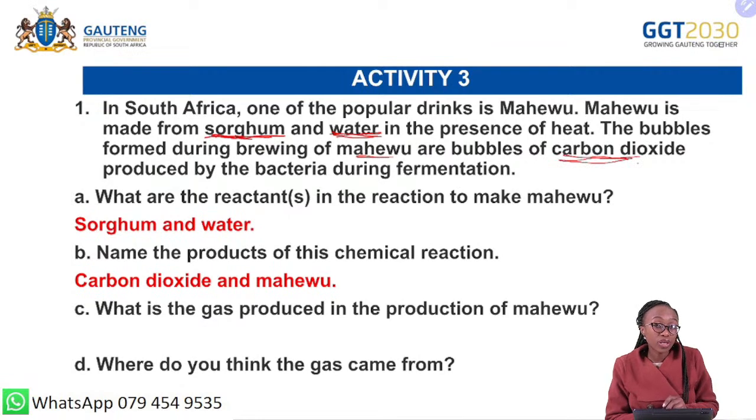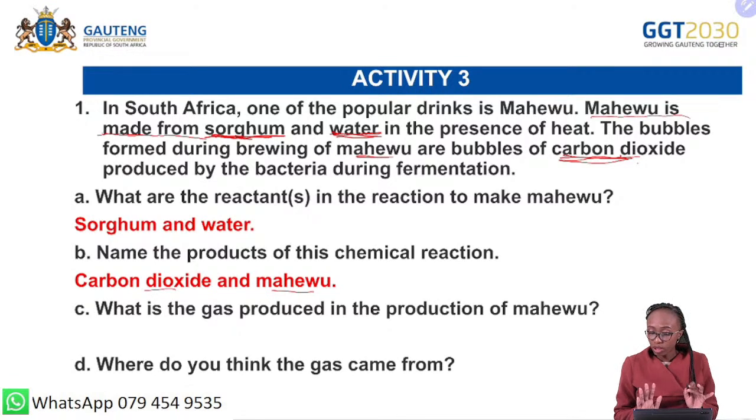And the other way you can tell that maheu is really one of the products is the second sentence that says maheu is made from. Telling us that maheu is product 1 and the second product is carbon dioxide. It is formed during the brewing of maheu. So those are our two products. Remember, in the equation, where do we find what? We find the reactants on the left-hand side of the arrow and we find our products on the right-hand side of the arrow. The reactants are broken down to form new substances, which are products.